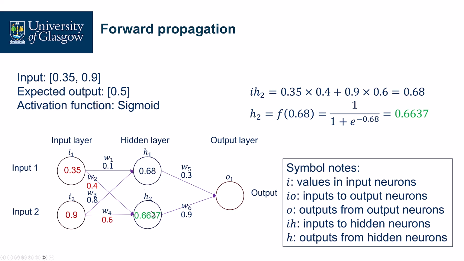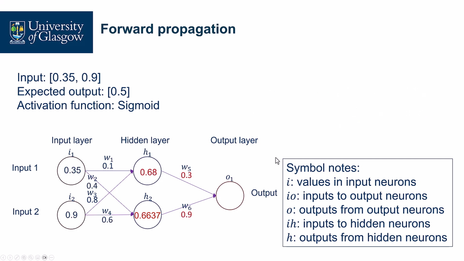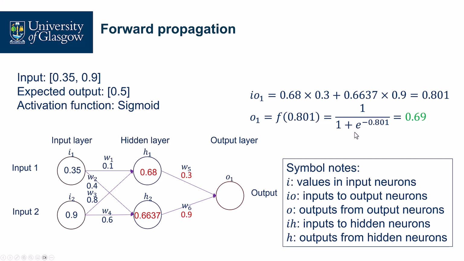Then now we have this value and this value, and we will calculate the O1 value, right? Let's first calculate the input of O1. How do we calculate the input of O1? We take H1 multiplied by W5 and H2 multiplied by W6, right? We add them together as a weighted sum, 0.68 times 1. So this is the input to O1. But O1 also has an activation function. So we go to the sigmoid function here, and we get the result. So the output of O1 is 0.69.